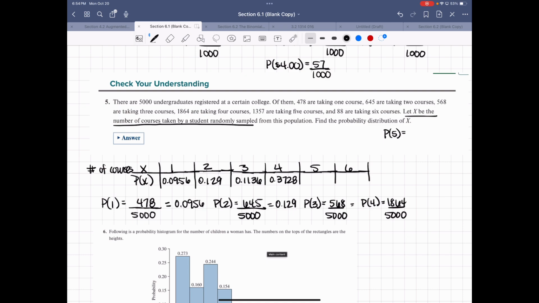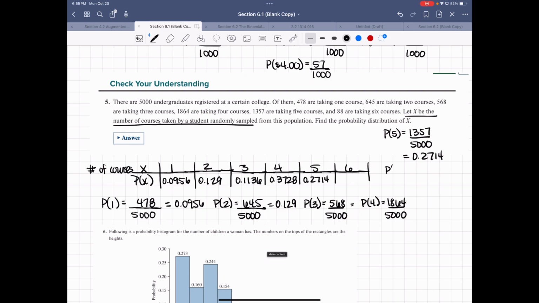Okay. Probability of 5 courses is 1357 over 5,000, which gives me 0.2714. People will often take 5. That way, if something happens and they need to drop down, they don't fall below their required hours as a full-time student. You can drop a class and you're down to 12. Yeah, y'all told me 0.2714.